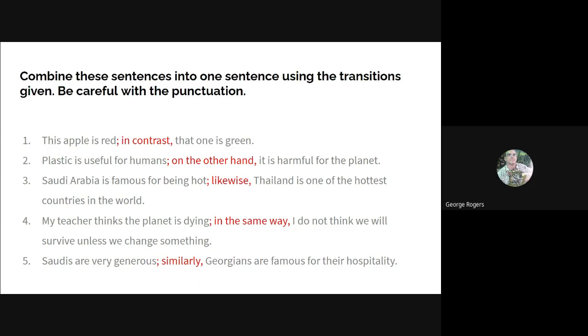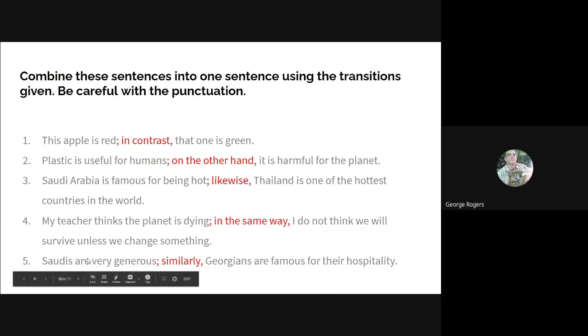So we're pointing out how similar, the same, my teacher thinks and the way I think. That's what we're talking about here. Okay? Number 5: Saudis are very generous; similarly, Georgians are famous for their hospitality.